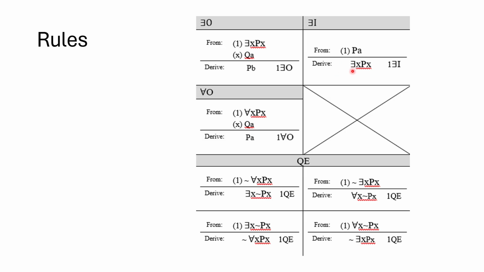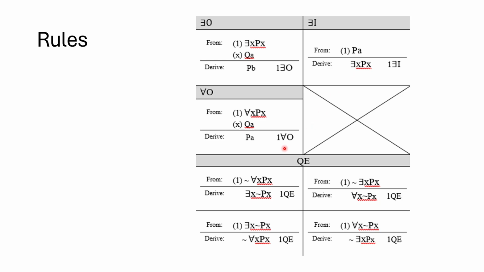The existential in rule is pretty straightforward. The whole idea is that if you have something that has a constant fixed to it, then you can say that something exists. So from a statement in which you have a particular term with a particular constant, you can just replace that constant with a variable and then attach an existential quantifier to the front of it.